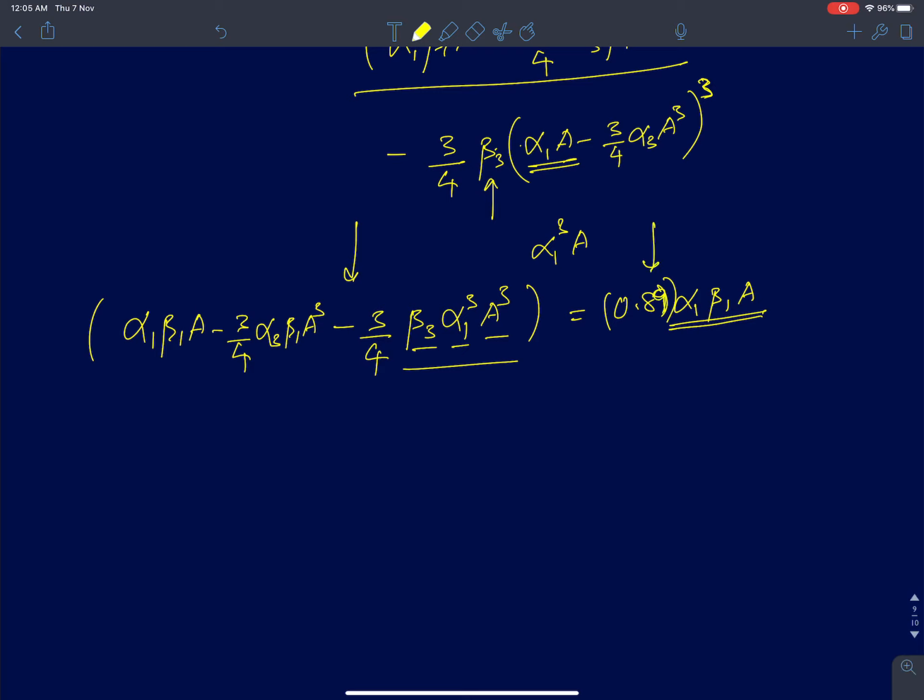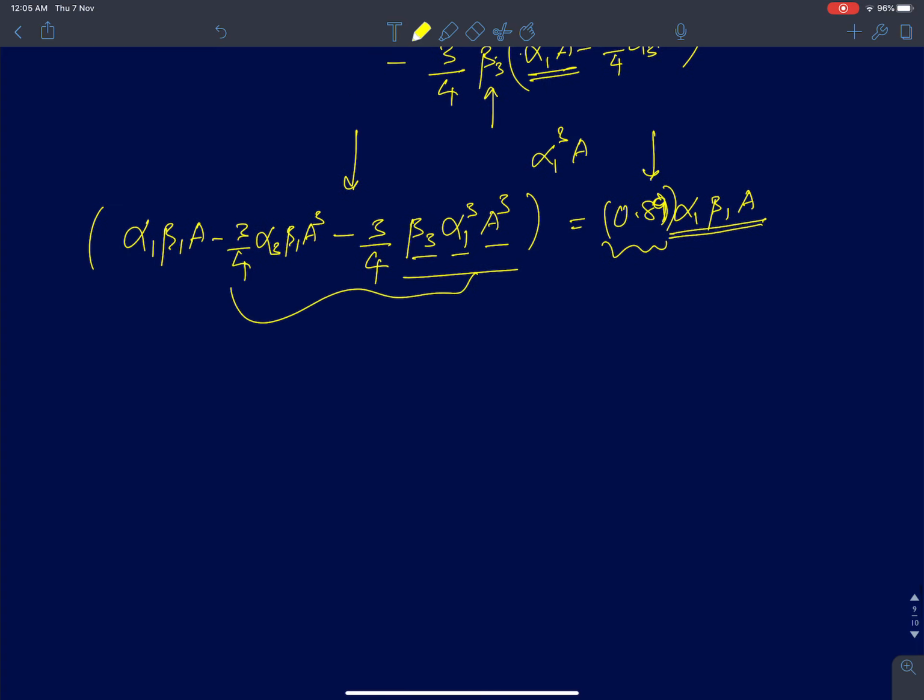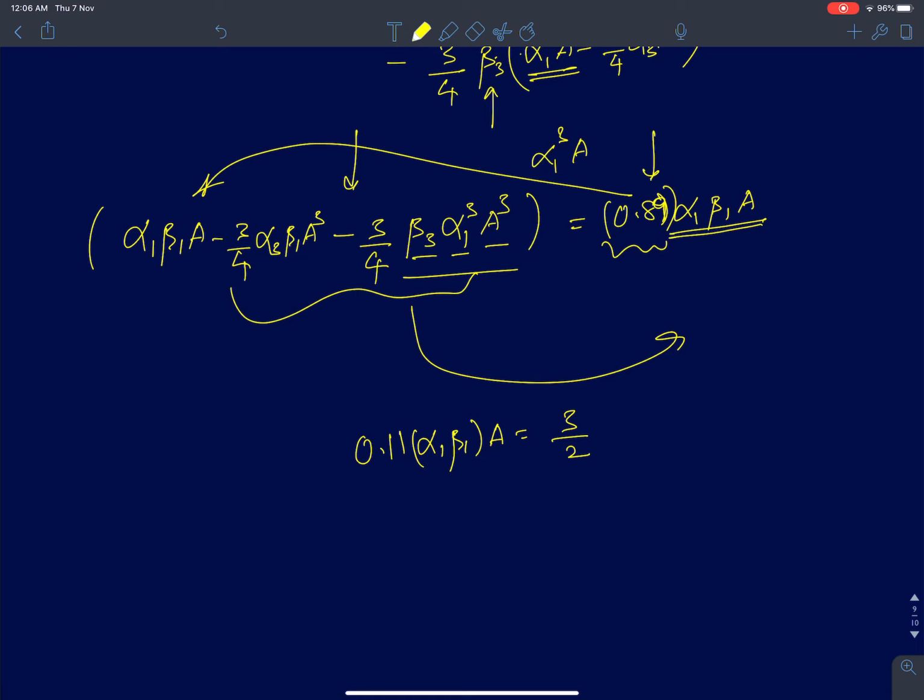If I'm trying to find the A 1 dB compression point, that is the value of A for which it will become 0.89. So again I'll keep these two terms on this side and I'll bring this term to this side. I'll get 0.11 alpha 1 beta 1 A will be equal to 3 by 4 alpha 3 beta 1 plus beta 3 alpha 1 cube, the whole thing into A cube.